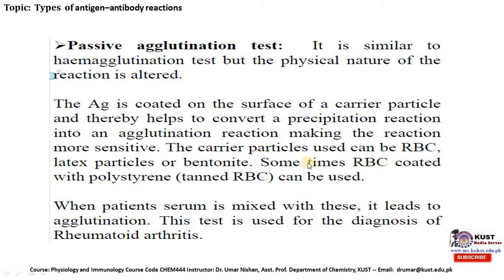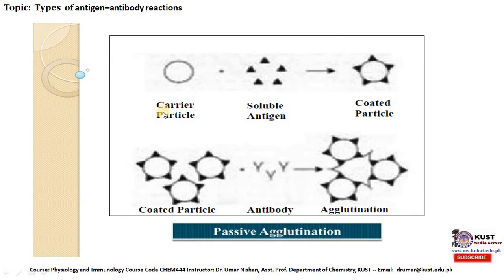Sometimes RBC coated with polystyrene or tanned RBC can be used. When the patient's serum is mixed with these, it leads to agglutination. This test is used for the diagnosis of rheumatoid arthritis. Carrier particle, soluble antigen, coated particle. So coated particle, antibody, and agglutination. This is passive agglutination.